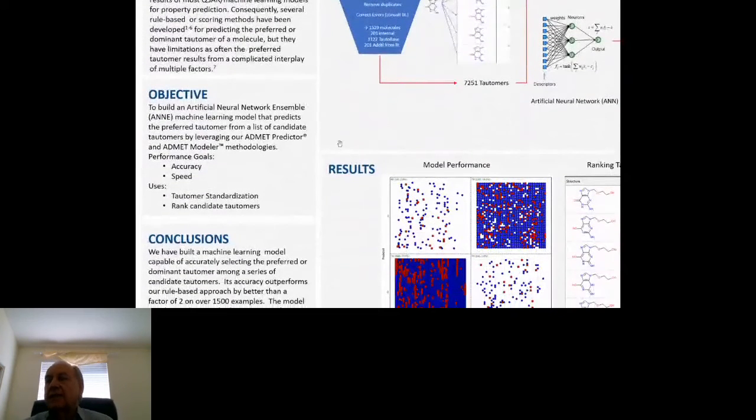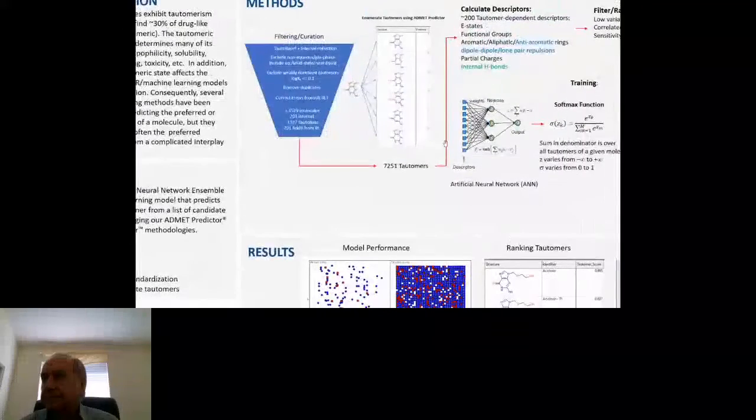So we decided to try out a project where we're going to use our capabilities of ADMET Predictor and ADMET Modeler to build an artificial neural network ensemble machine learning model that would predict the preferred tautomer, ideally in aqueous solution. The goal was to obtain a model that was both accurate and fast to run. It could be used to standardize tautomers or rank candidate tautomers. So not only do you get potentially just one tautomer out, but by ranking, you can choose the top 2 or 3 tautomers, for example, in docking applications.